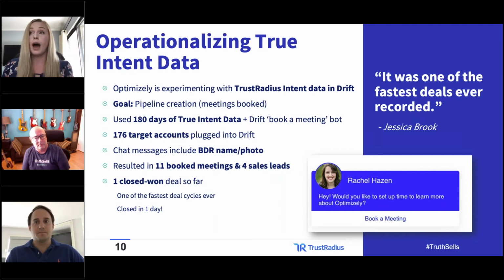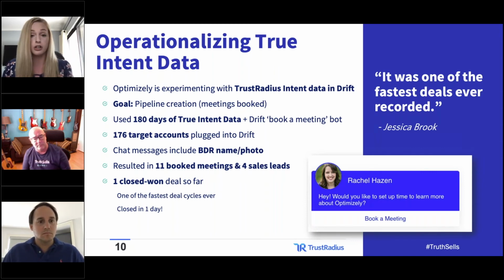The reason why I ask these accounts to immediately book a meeting is because I know they are familiar with Optimizely. They're at least familiar enough with experimentation tools, because thanks to TrustRadius, I know that they've been doing research. They're to some extent already bought into experimentation. And so my hypothesis was these accounts are more likely to take a meeting with us because they're already doing their own research.